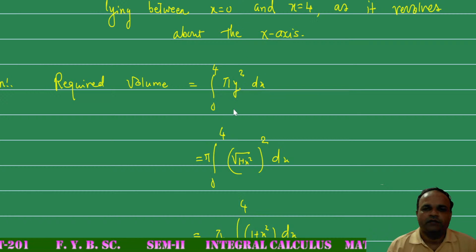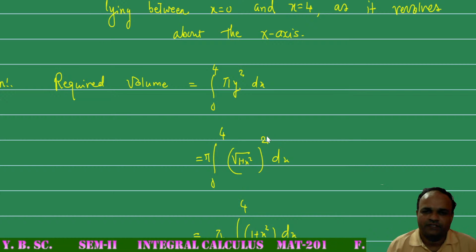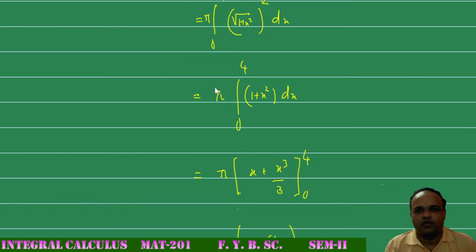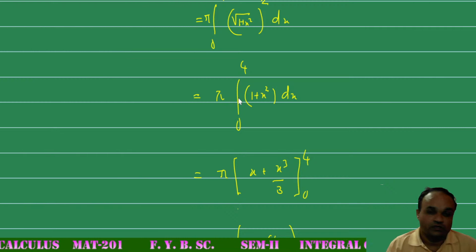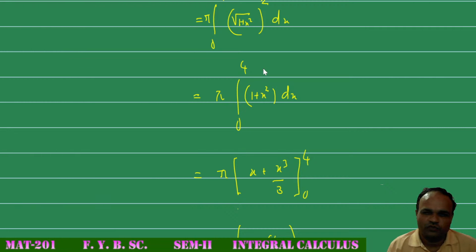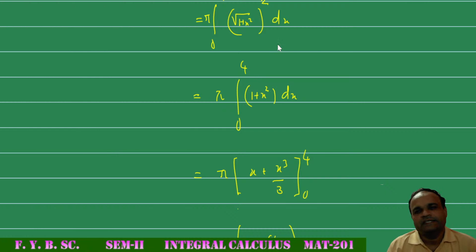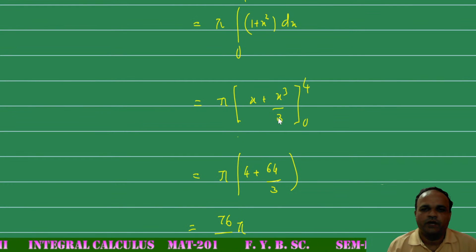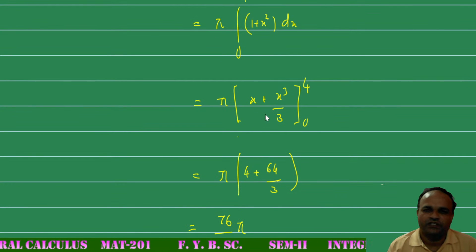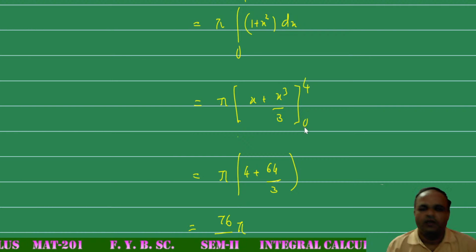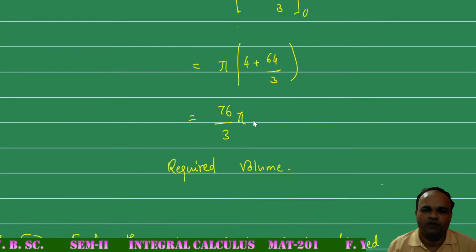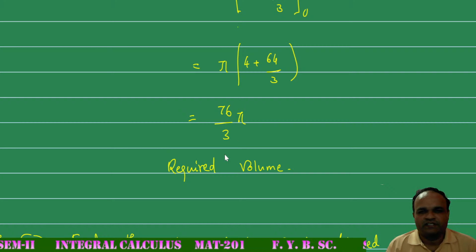Pi y square dx, where y is given, that is square root of 1 plus x. So it will be pi, and you can take the constant outside the integration. So integration from 0 to 4, and root 1 plus x square, its square will be just 1 plus x square. That will be pi times, after taking integration, x plus x cube upon 3, with limits from 0 to 4. After simplification you will get the required value of this integration, that is 76 pi upon 3.